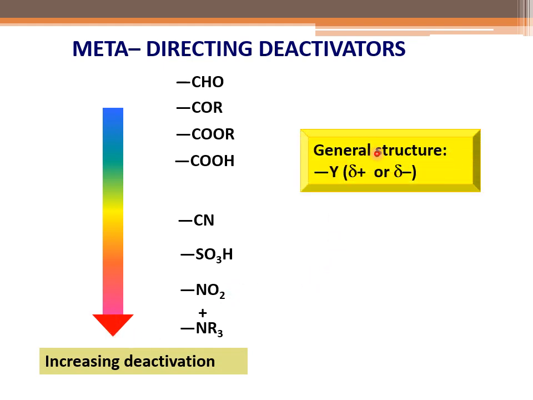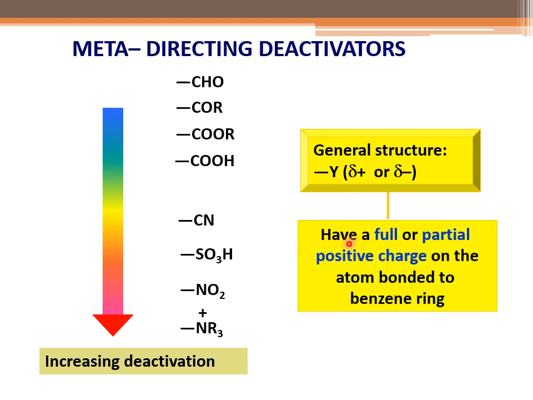The general structure can be seen here. It will be connected to Y, where Y can be electropositive or electronegative. It would have a full or partial positive charge on the atom bonded to the benzene ring. We have another one here, CX3.